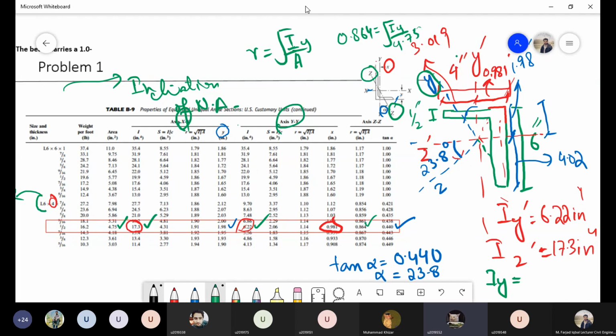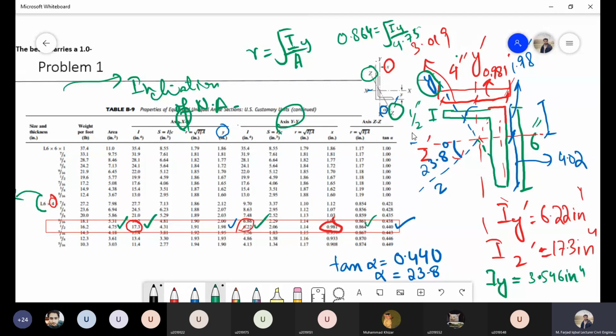Sir, how will we know whether we need Iy or Iz? We need both. So 3.54. Sir, okay, yes, fine. 3.546 inch to the fourth. Now I have Iy with me. That is the moment of inertia of this y-axis or this inclined vertical axis.